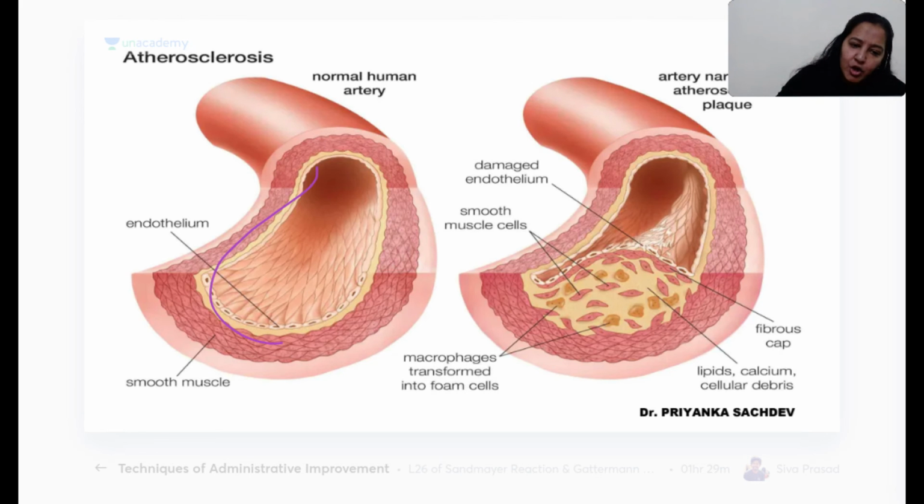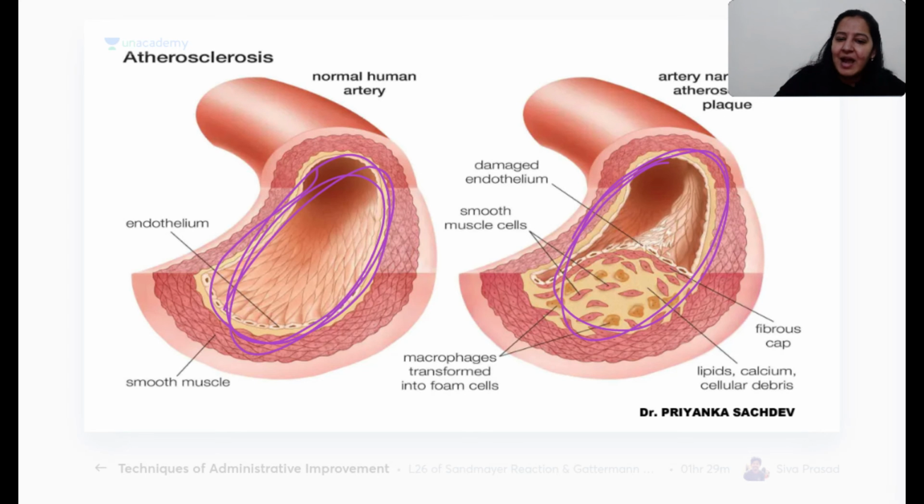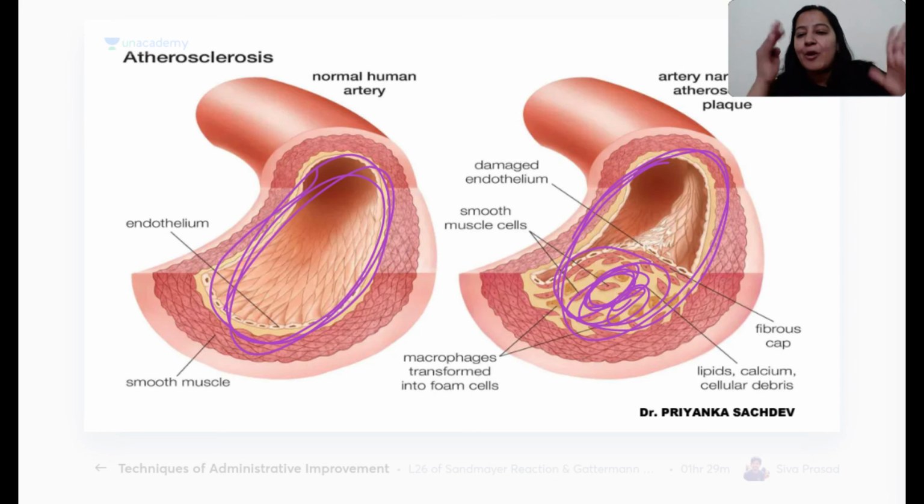This is a normal blood vessel. This is the lumen of the blood vessel. See here, in the lumen of the blood vessel, a fibrofatty plaque is formed, which is protruding in the lumen and narrowing the lumen. This is known as atherosclerosis.